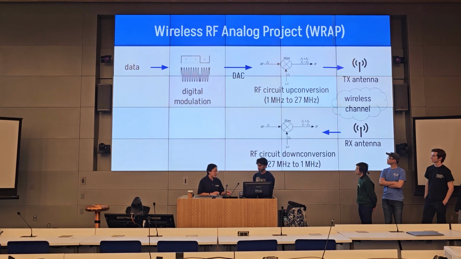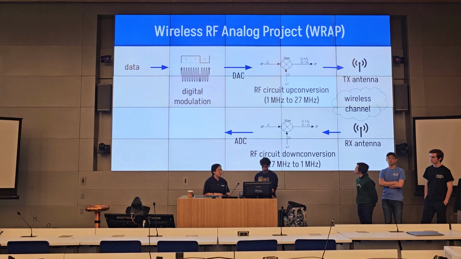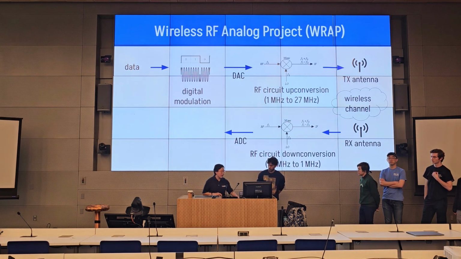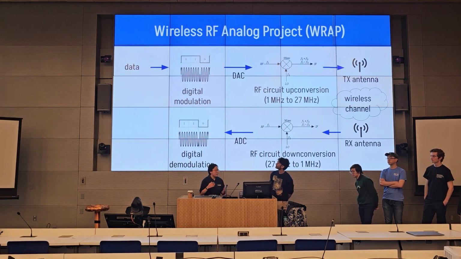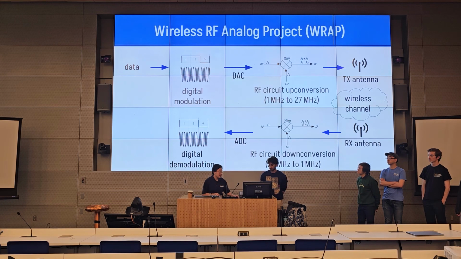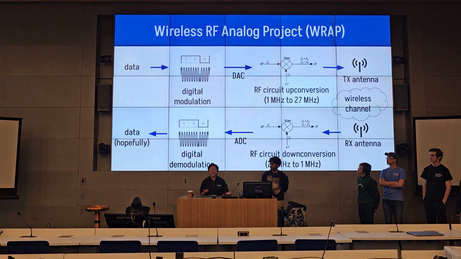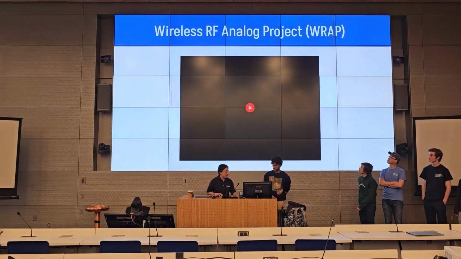In addition to having our signal down converted from 27 megahertz back to 1 megahertz, which is what our MCU can process, and converting that down converted signal back into digital data for our MCU to process, what we need to do is basically the process in reverse, except with some extra steps to deal with that noise and that timing offset. And hopefully, if all goes well, we get the data that we sent originally. So now we have a quick video demo.